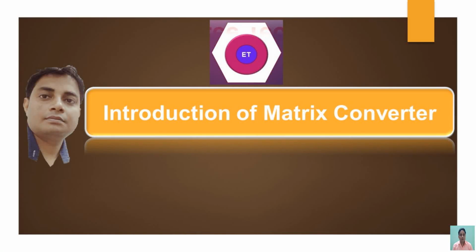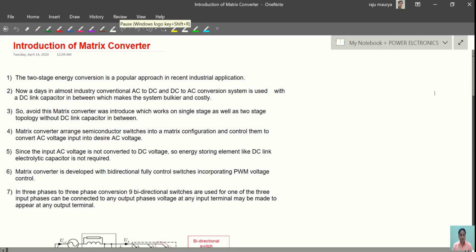Good morning students. Today we will discuss the matrix converter. In a three-phase to three-phase cycloconverter, we use 36 SCRs. Such a large number of current controlling devices creates commutation problems.